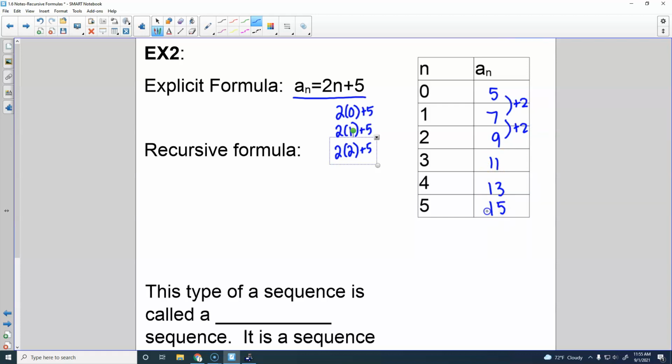So if I want to write a recursive formula for this situation, I'm going to say a sub n equals, and then I'm taking a sub n minus 1, which just means the previous term, what came before it. And what am I doing to a sub n minus 1 each time? I'm adding 2. So it's a sub n minus 1 plus 2. You might see that they also put below it a sub 0 equals 5. Sometimes that's included. Sometimes they just give you the formula. It just depends on what they're asking for on a problem.